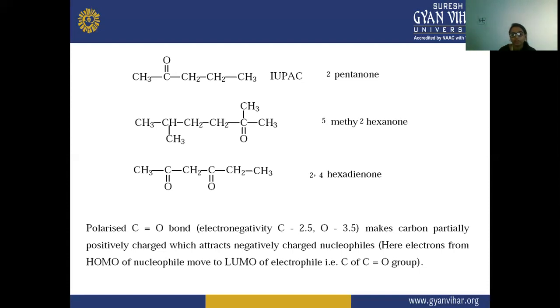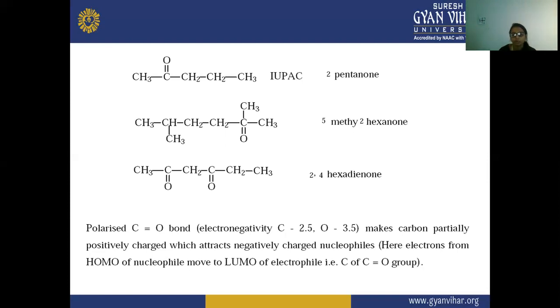So its name is 2,5-dimethylhexanone. The next one: here we will start numbering from the left side. That is CH3, CO, CH2, CO, CH2, CH3, numbered 1, 2, 3, 4, 5, 6. So its name is hexane-2,4-dione, because two carbonyl groups are present. That is why we are using the word di here: dione, hexanedione.